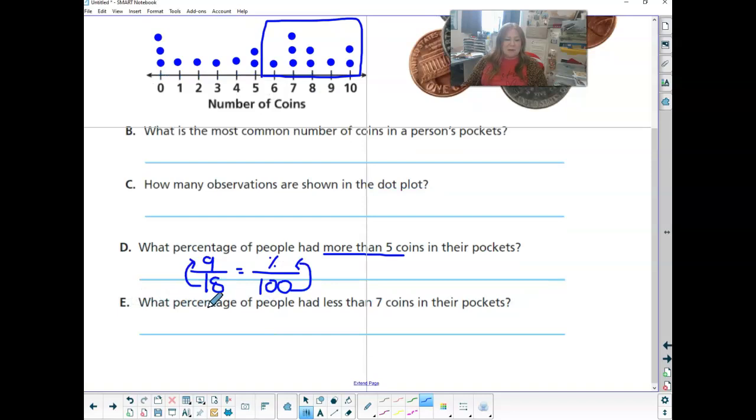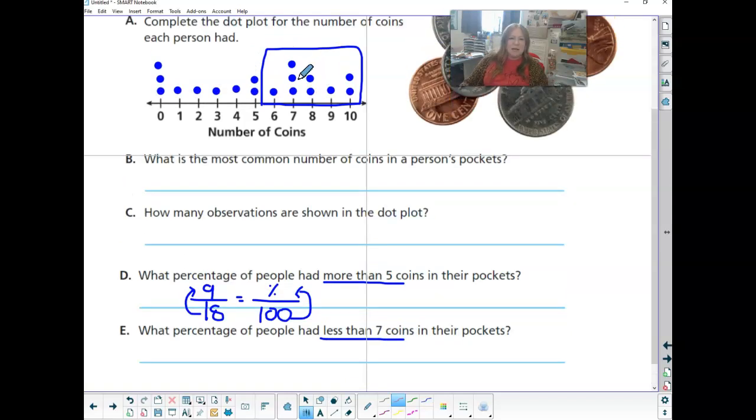Okay, and then E asks what percentage of people had less than 7. So I'm going to switch colors here. Less than 7. So 7's not included in that. So we're looking at these people. My total should still be out of 18. There's still 18 people that were asked. We're looking for the percent. It's still out of 100. So less than 7. 1, 2, 3, 4, 5, 6, 7, 8, 9, 10. Okay, so we can see, is there a way to get from 18 to 100? I don't know that off the top of my head.